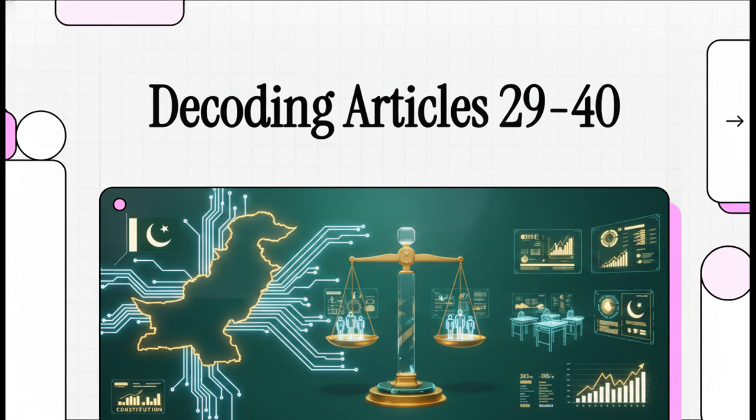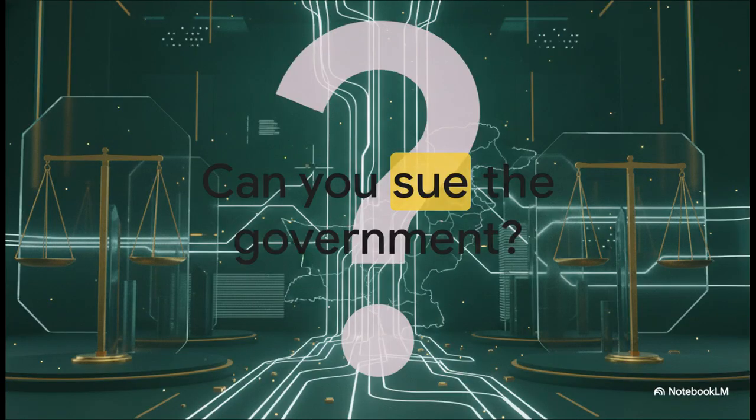So today we're going to decode a very specific, incredibly impactful chunk of it, Articles 29 through 40. We're going to see exactly how this massive, intimidating state machinery is actually designed to translate into tangible, everyday empowerment for you, the citizen.